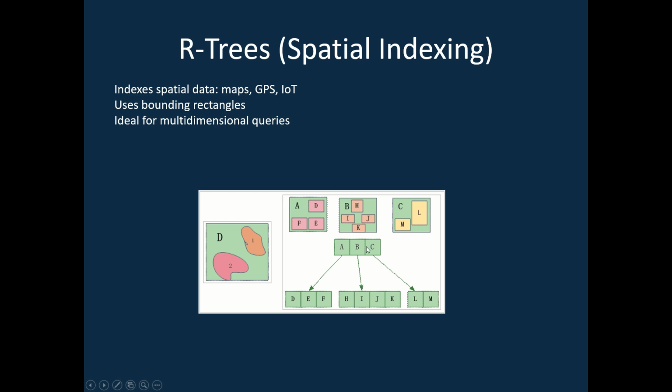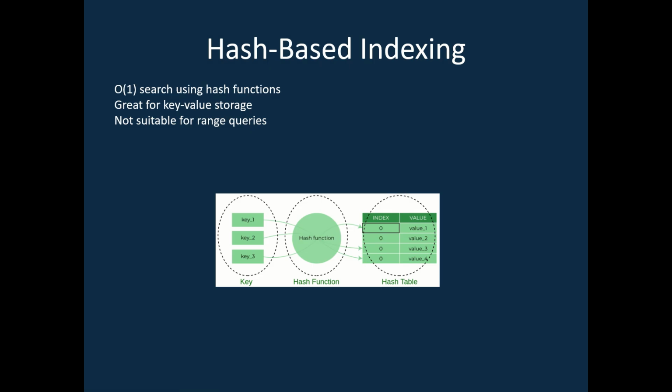So that's what happens in R-trees. R-trees are used extensively in Google Maps, IoT sensors, and spatial search engines and all. So that's R-trees, or spatial indexing. And next, we are moving into hash-based indexes.